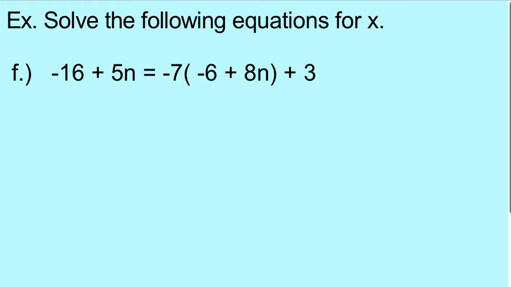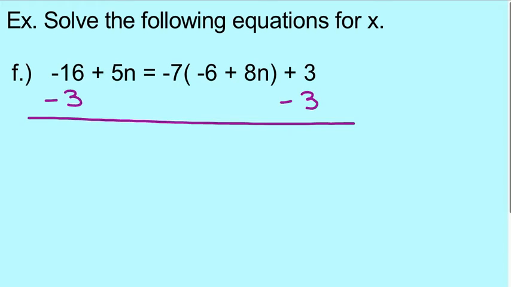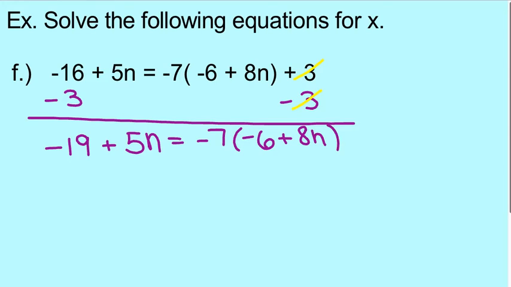All right, next equation. We're going to go ahead and solve this. So I'm going to subtract 3 from both sides. Line up the constants. Plus 3 and minus 3 cancel out. So now we're left with, on the left-hand side, negative 16 minus 3 is negative 19, plus 5n, and then negative 7, negative 6, plus 8n.